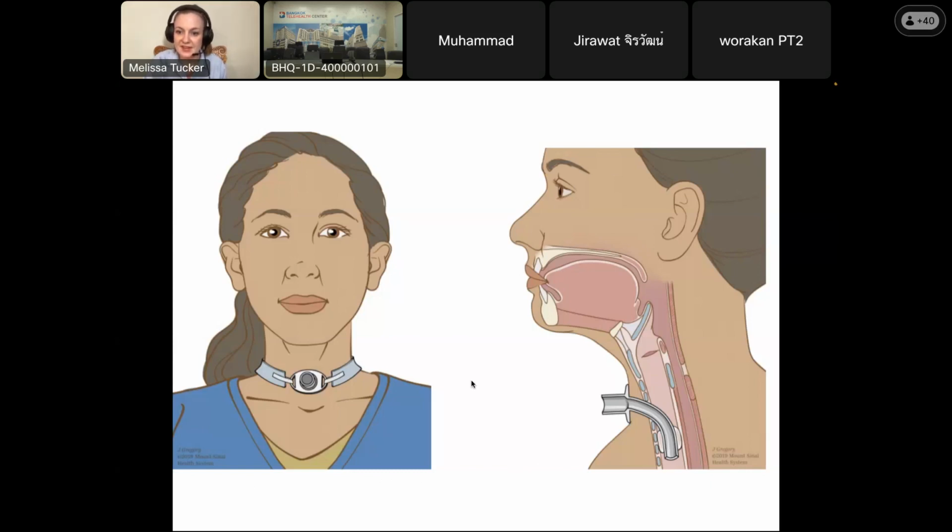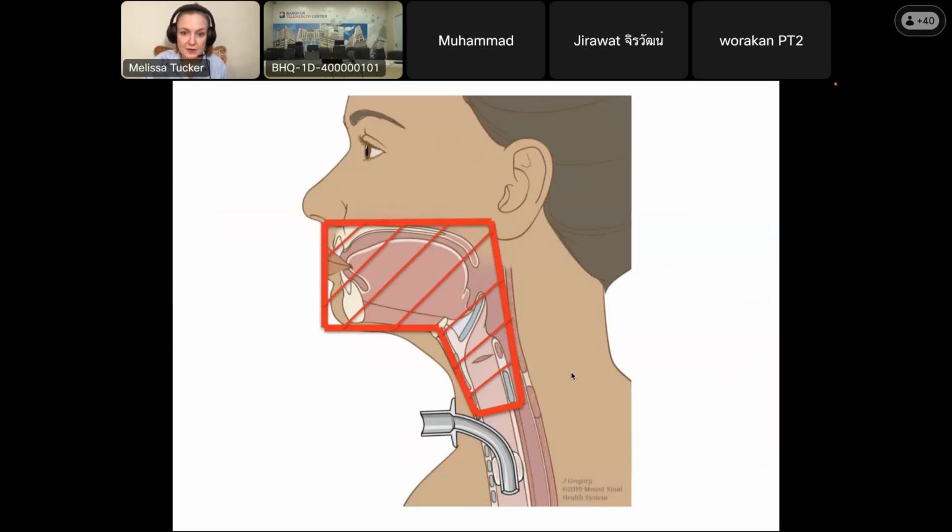In this diagram, the cuff on the tracheostomy tube is inflated. So all of this patient's air is going in and out of the tube, and the upper airway is excluded. So all of these structures here, the larynx, the pharynx, the oral, and the nasal cavity, are no longer part of the airway in a patient with a tracheostomy with an inflated cuff. Any questions about that before I move on?